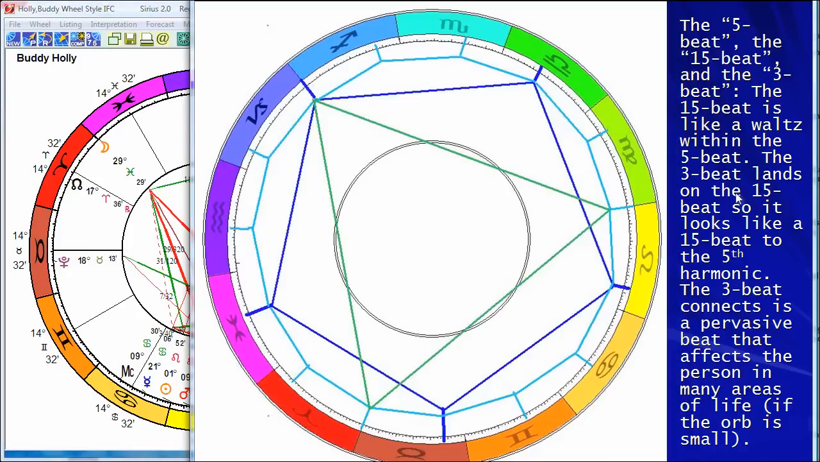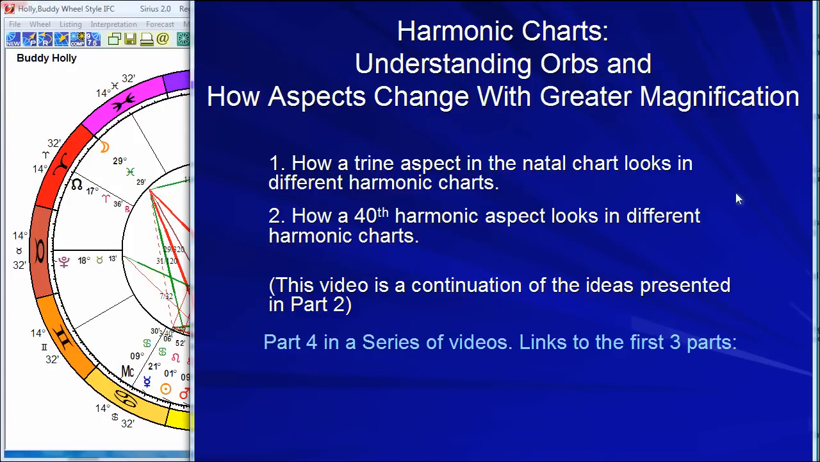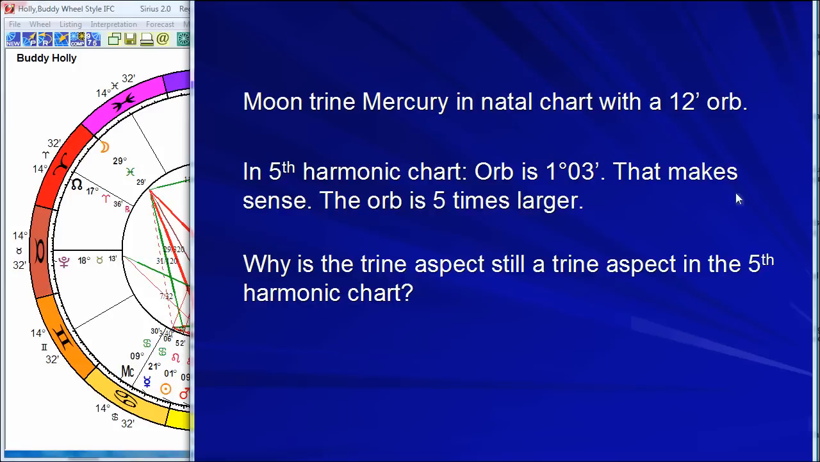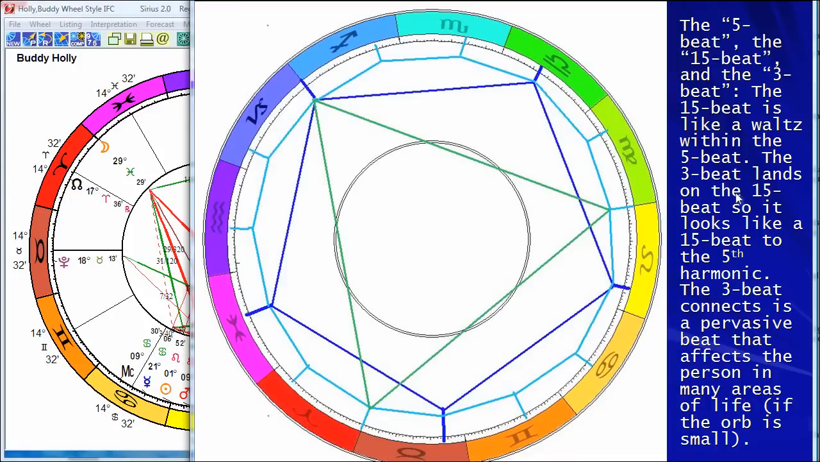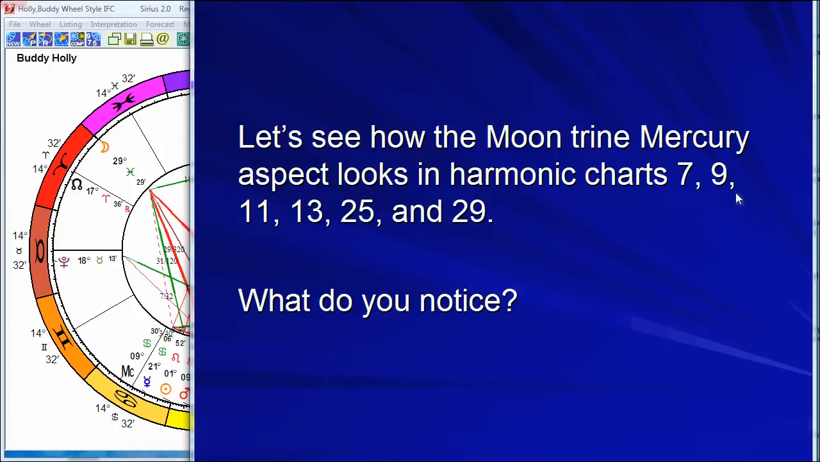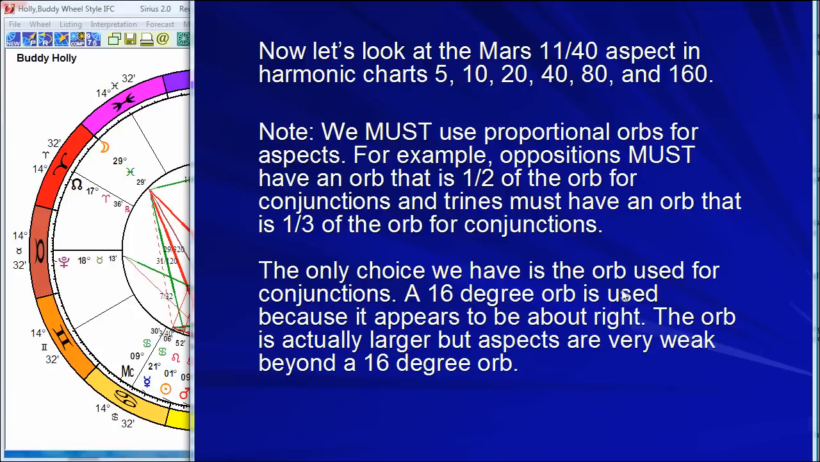One more point. Let me go over my PowerPoint to make sure I didn't miss anything and to review what we're doing here. So we've looked at these two aspects and how they look under different harmonics. We've learned about this way of thinking in terms of beats to understand this. We saw how the moon trine Mercury went out of orb when we got above the 29th harmonic. It was out of orb. In the 25th it was weak. It was still there.